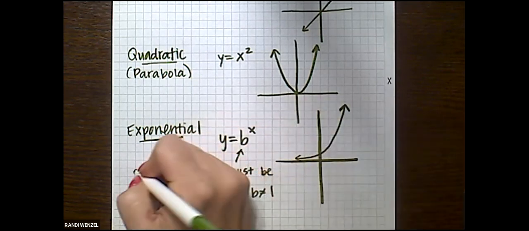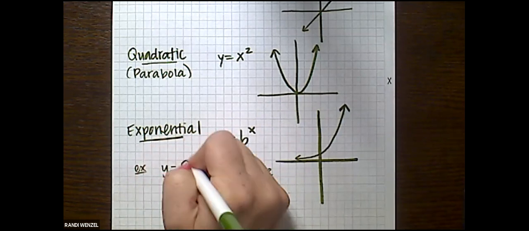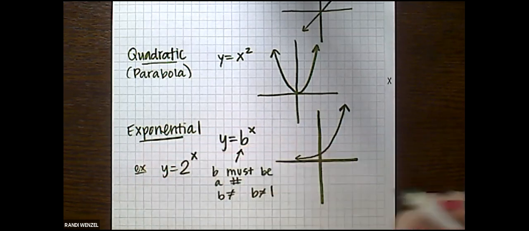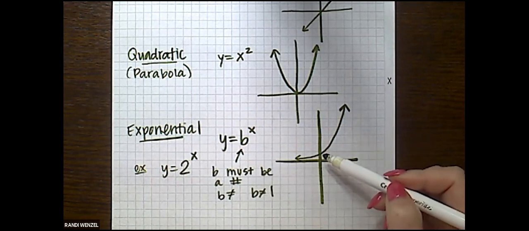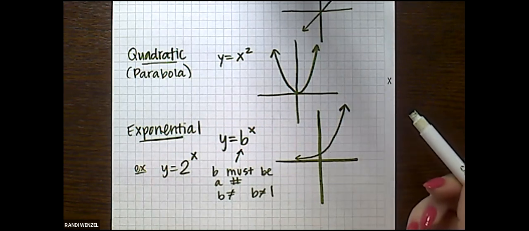So just an example of what that equation would look like, it might be like 2 to the x. So it's 2 to the power. So basically you're taking your number and you're timing by 2 every time, and that's why it gets big fast.